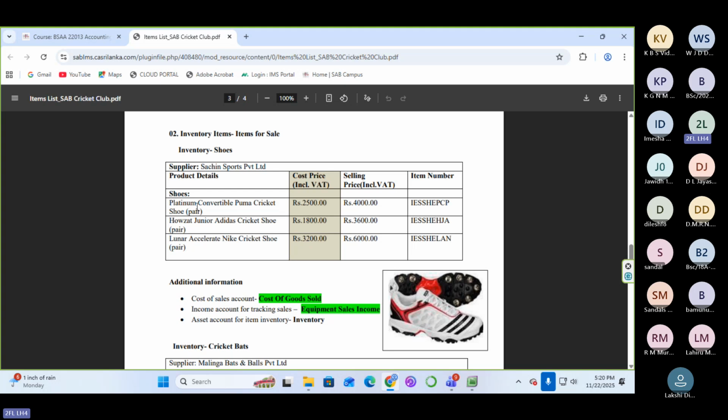Price is charged for what? What is the unit? The unit is a pair, not each, right? Therefore, buying unit of measure is also 1. Selling unit of measure is also 1. Okay, that is the only difference compared to the other item. We'll create the shoes as well. Okay.